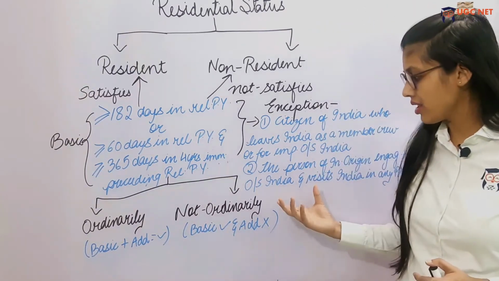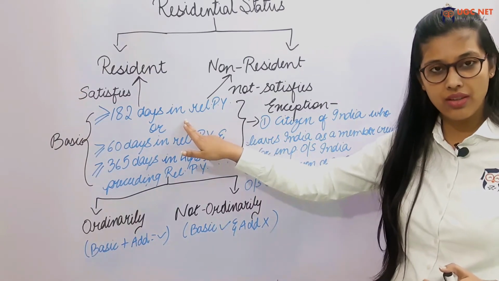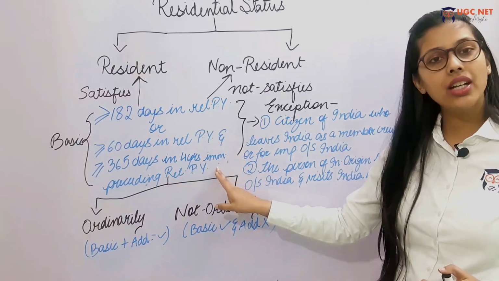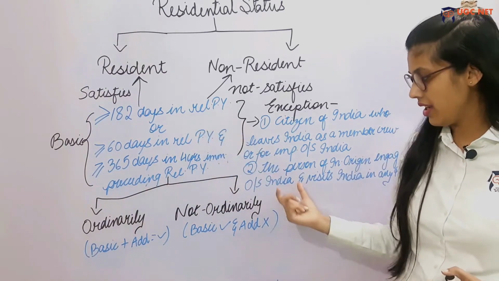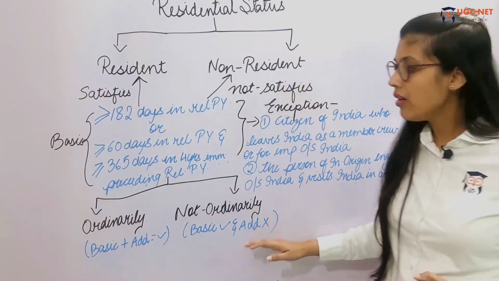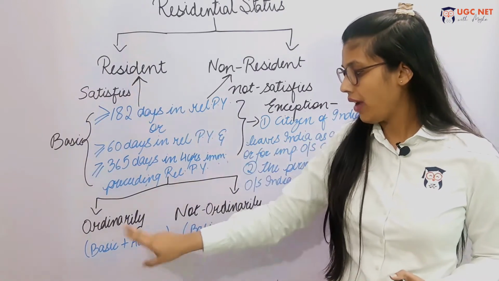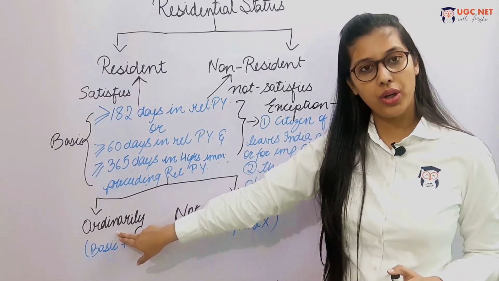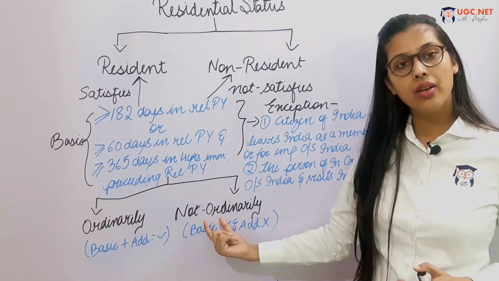So if such a case is there, then only the first condition would be taken into consideration and the second condition will not be taken into consideration. This will determine whether he is a resident or a non-resident. Now there is another subcategory under resident. Either a person can be ordinarily resident or he will be a not ordinarily resident.